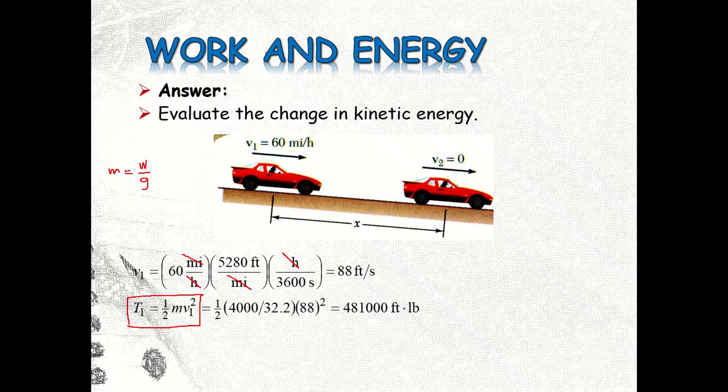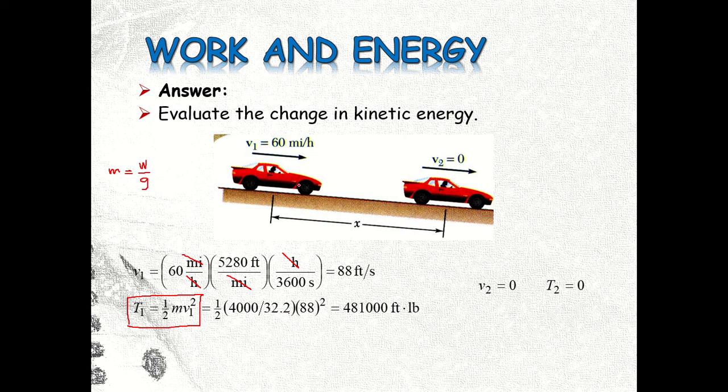So we divide the weight by the gravitational acceleration, and we have the mass. Our weight is 4,000 pounds divided by 32.2 feet per second squared. And then we have 88, which is the velocity we calculated, this is our v1, then squared. So we got here 481,000 foot-pounds. This is our kinetic energy.